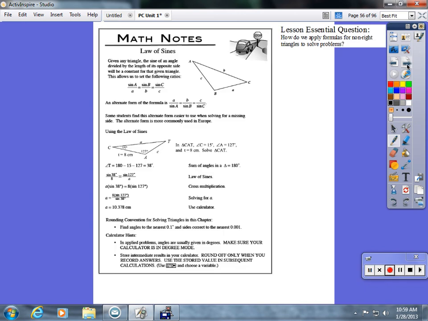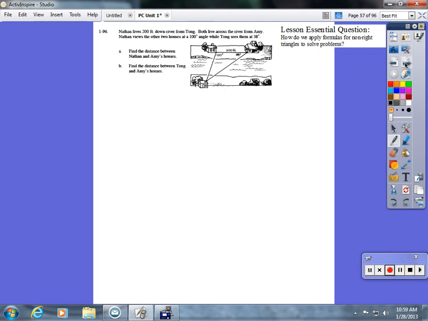Okay, number 96. Oh, law of sines, math notes. Copy that down. 96. Nathan lives 200 feet downriver from Tong. Both live across the river from Amy. Nathan views the other two houses at a 100-degree angle, while Tong sees them at a 38-degree angle. Find the distance between Nathan and Amy's house. Okay, so first of all, Nathan lives 200 feet downriver from Tong. Both live across the river from Amy. So that means this is Amy's house.